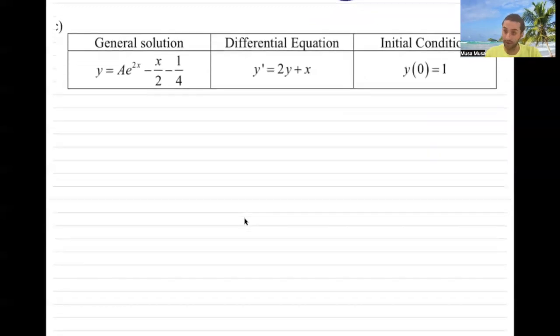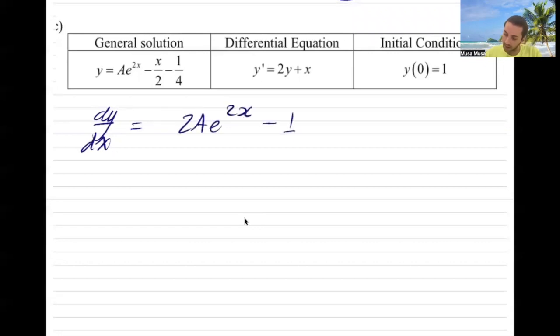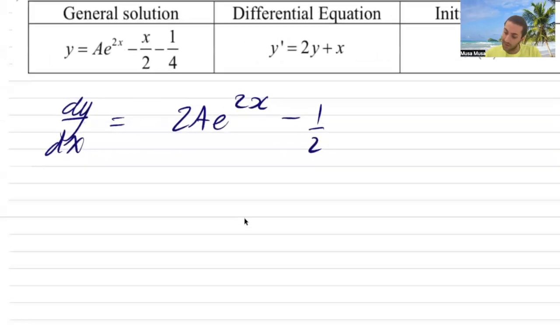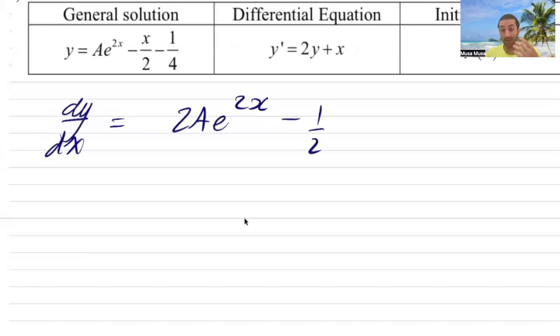All right, once you've had a go, let me do this. dy on dx equals 2a e to the 2x minus a half. Clearly, this a e to the 2x has disappeared. So it seems like that's what we're going to be rearranging our y equation for and subbing into and replacing.